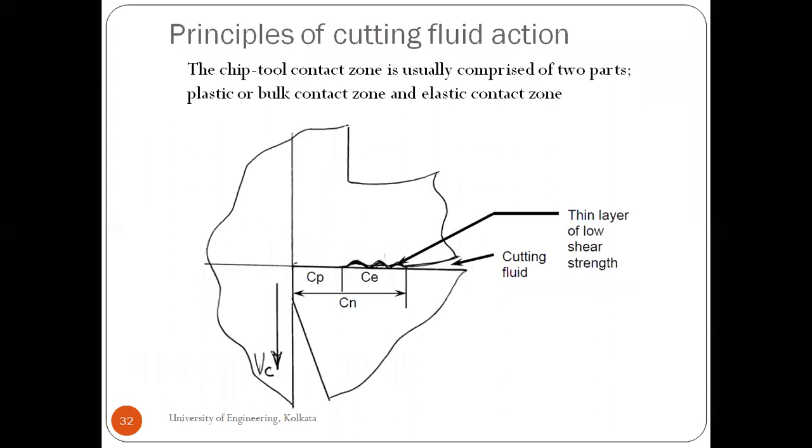Okay, principles of cutting fluid action. Now you can see that the chip tool contact zone is usually comprised of two parts. One is the plastic or bulk contact zone, and another is the elastic contact zone, right? So here we can see the plastic contact zone and the elastic contact zone, that is the total contact zone, and the cutting fluid moves in here. So there is a thin layer of low shear strength, and the cutting fluid moves in here to reduce the friction as well as to reduce the cutting temperature.